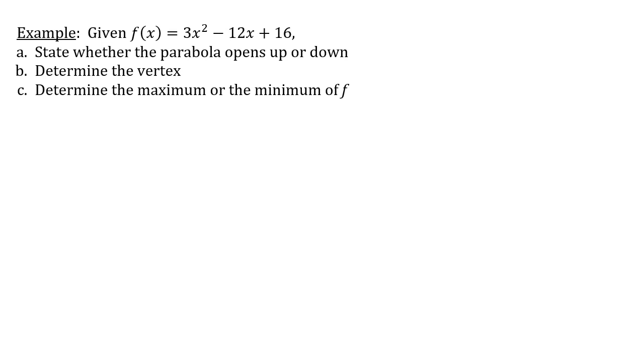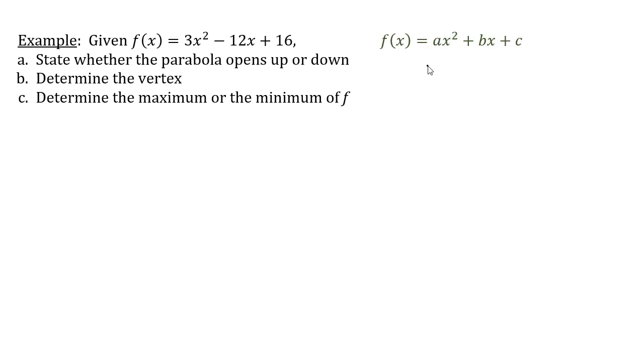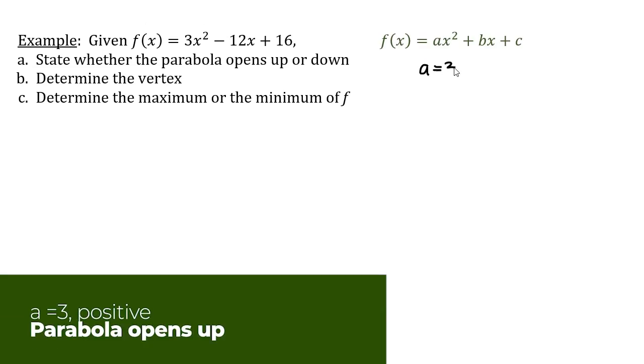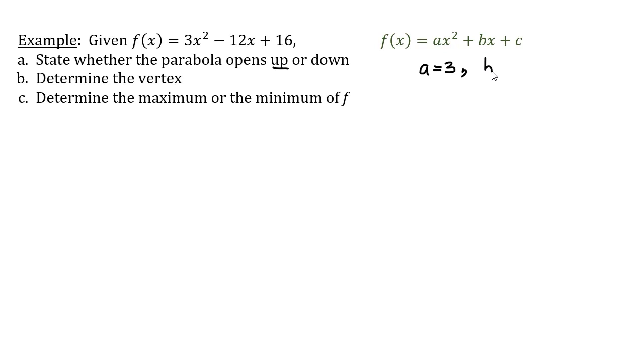Let's consider an example. We're given the standard equation of a quadratic, f of x equals 3x squared minus 12x plus 16. We want to figure out whether it opens up or down, determine the vertex, and determine the maximum or the minimum. I know that a is equal to 3. Therefore, because the leading coefficient is positive, I know the parabola opens up. b is equal to negative 12, and of course c is 16.